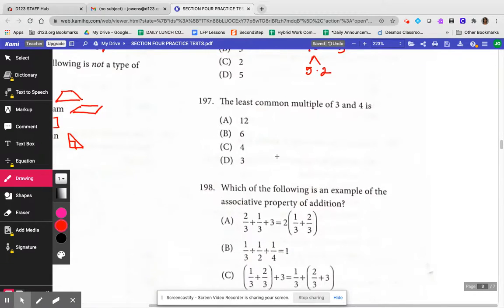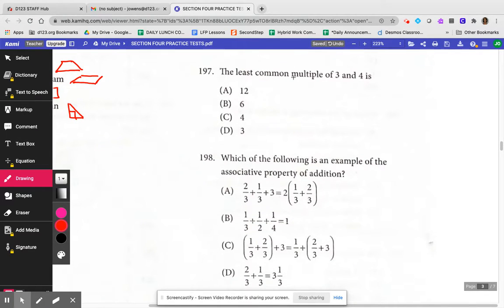Least common multiple of 3 and 4. If you want to list out your multiples to help you remember or to see this a little bit better, multiples of 3: 3, 6, 9, 12, 15. Multiples of 4: 4, 8, 12, 16, 20. The least common multiple that they both have in common would be 12 here. So 197 is A.